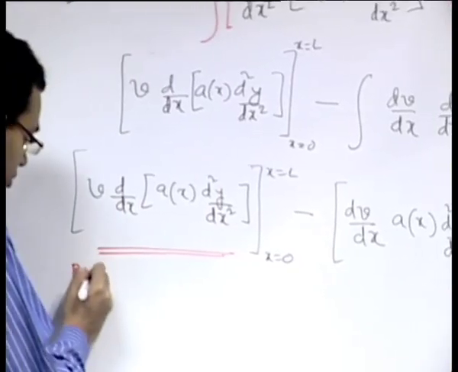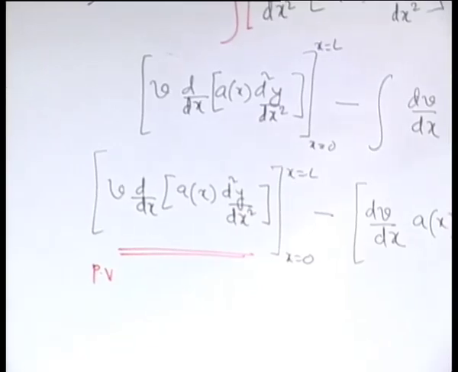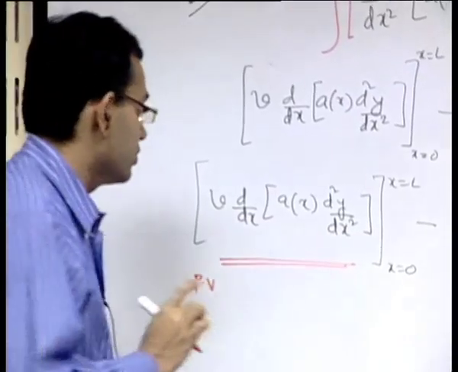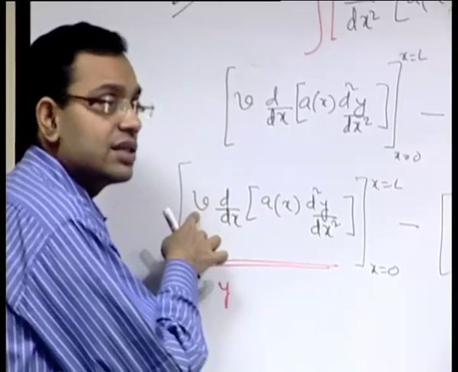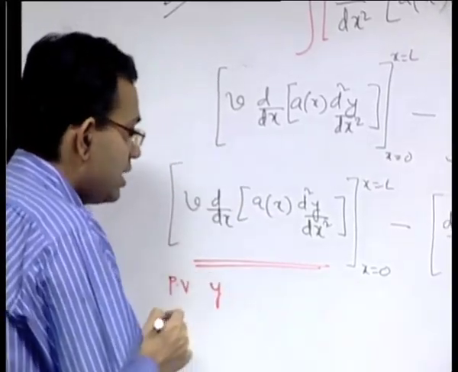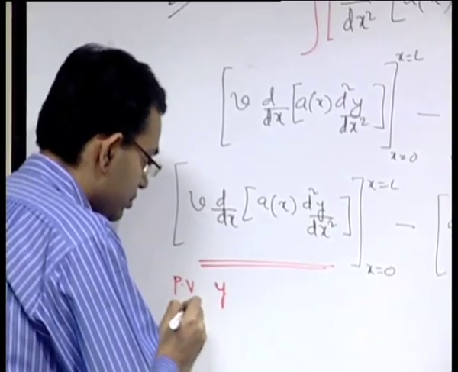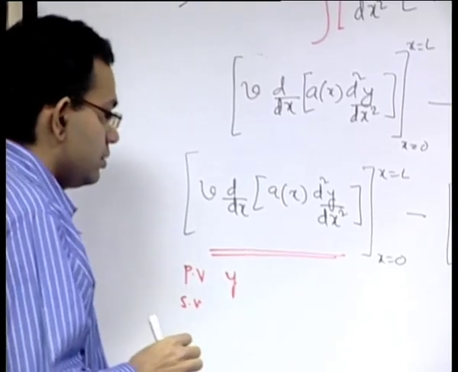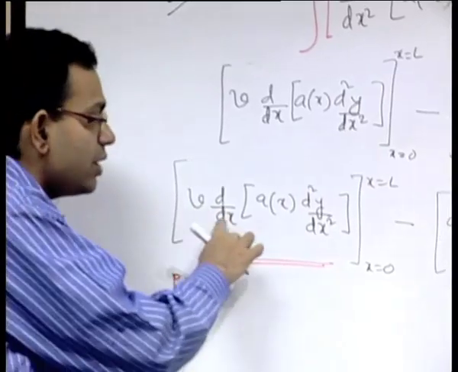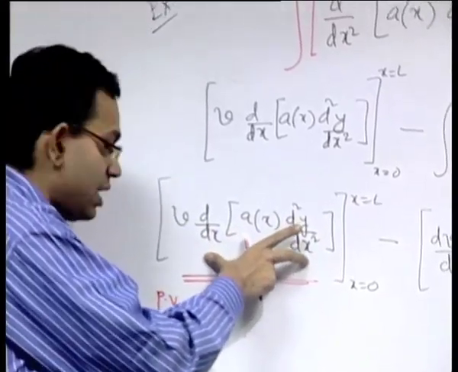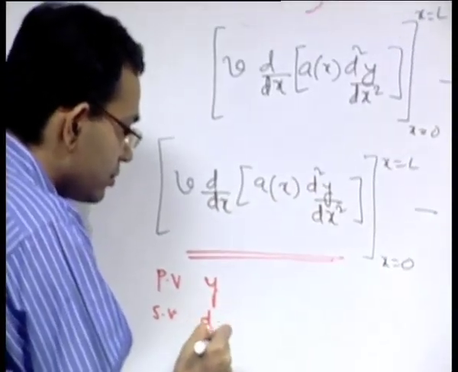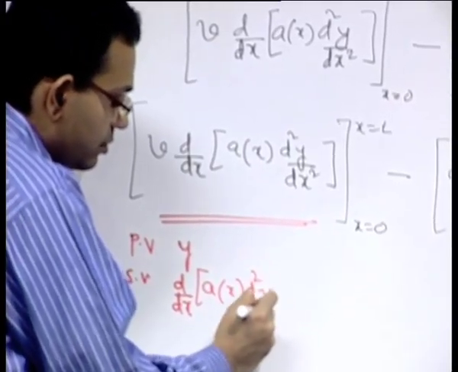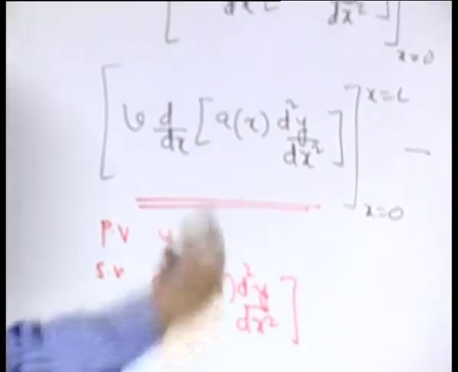Primary variable. Primary variable is the variable on which the variation is taken in the boundary term, y, because v is variation in y. What is the secondary variable? The coefficient of the variation term. So, whatever else remains other than v. So, d dx of this one.